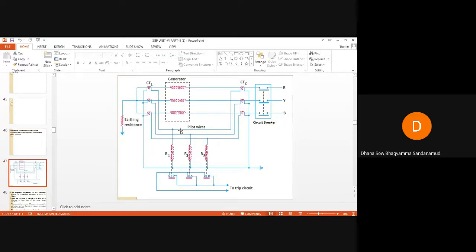Equipotential point means the point at the center of this pilot wire; the center point of the pilot wire is nothing but the equipotential point. So relays are always placed at the midpoint of this pilot wire.